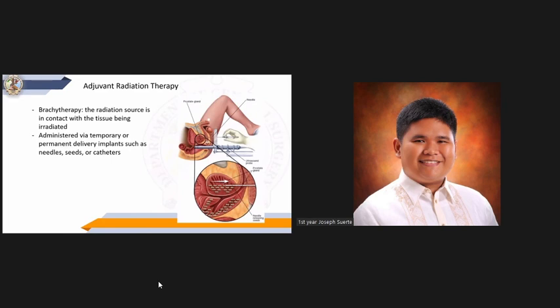So we have another type of radiation therapy called your brachytherapy, in which the radiation source is in contact with the tissue being irradiated. So it is administered temporarily or permanently using implants. So for this picture, this is a sample of a prostate cancer where these radioactive needles or seeds are inserted. So this minimizes the systemic effects of irradiation as it is more localized in action.